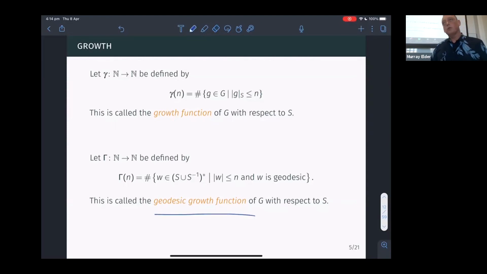I think we already have alluded to this, that this will depend on the generating set. So let me give you an example. Z times a group of order 2, so I'll call it C2. I could take Z generated by a, and C2 can be generated by t.